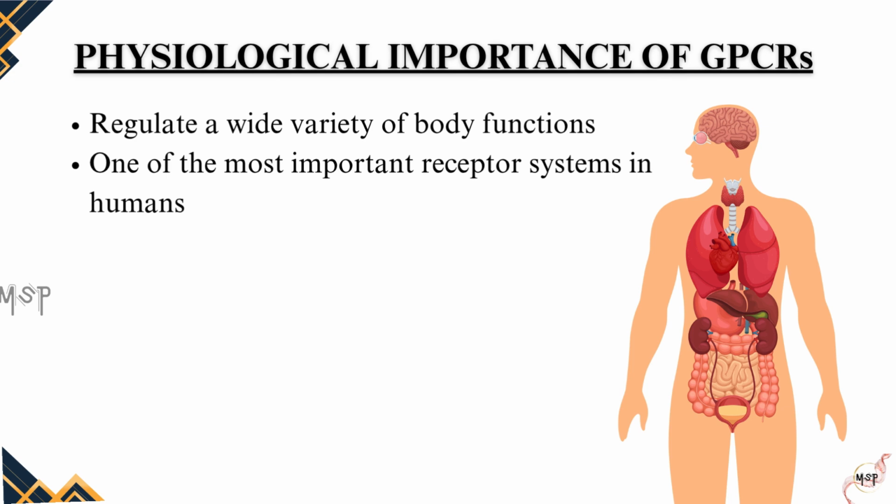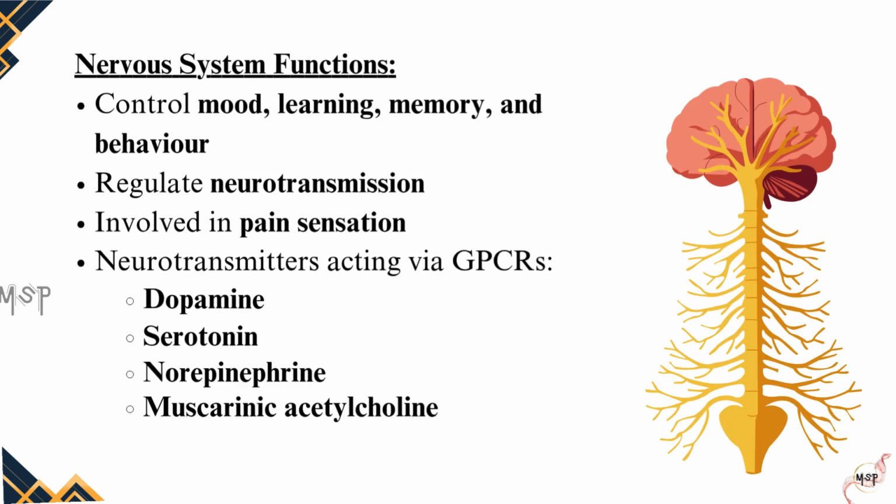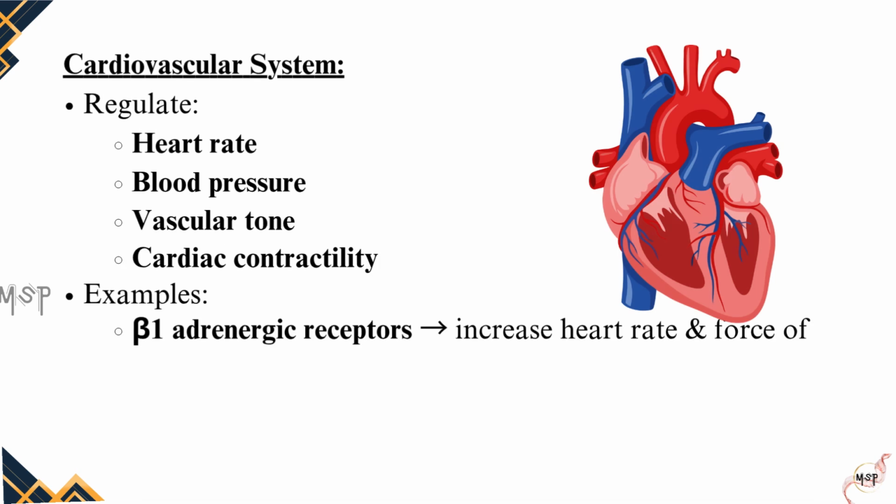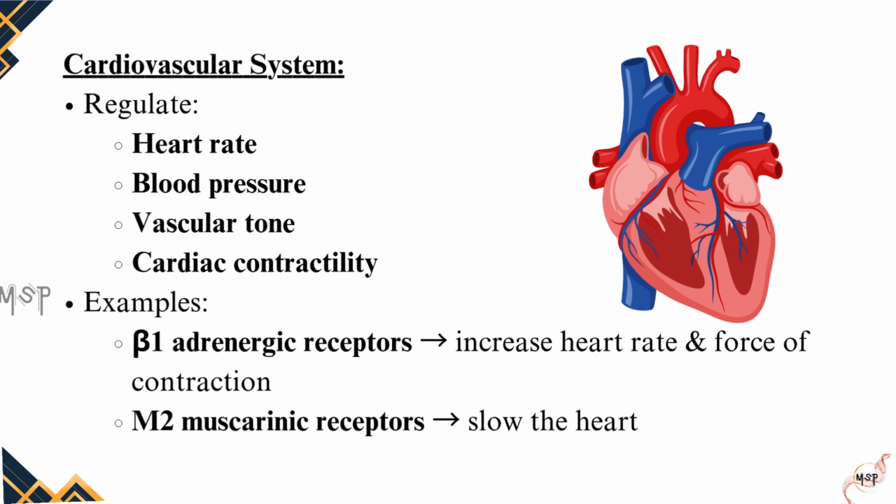GPCRs are among the most important receptor systems in the human body because they regulate an enormous variety of physiological functions. In the nervous system, GPCRs help regulate mood, learning, memory, behavior, neurotransmission, and pain sensation. Neurotransmitters such as dopamine, serotonin, norepinephrine, and muscarinic acetylcholine exert many of their effects through GPCRs. In the cardiovascular system, GPCRs regulate heart rate, blood pressure, vascular tone, and cardiac contractility.